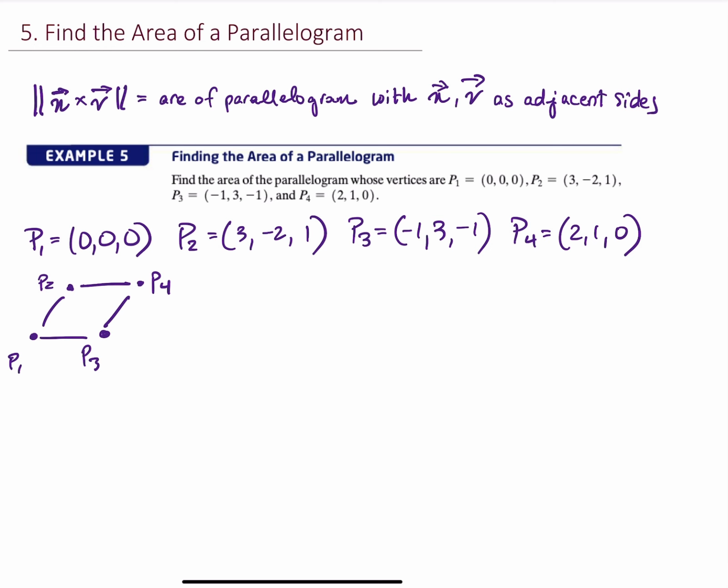What we need to do is basically pick a corner and we can find the vectors between, say, point 1 and point 3. We can find the vectors between point 1 and point 2. And then we can find the vector between point 1 and point 4. And what we want are the two vectors that are adjacent to each other. It may not work out that it's between point 1 and point 3 and between point 1 and point 2.